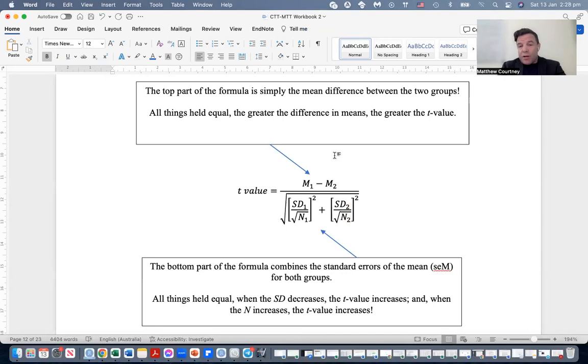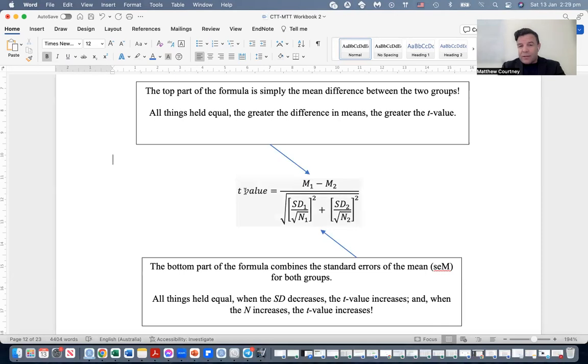It's often described as the signal divided by the noise. In this instance, the difference in means is the signal, and the type of average standard error is considered the noise. The larger the signal and the smaller the noise, the larger the t-value that we obtain from our analysis.